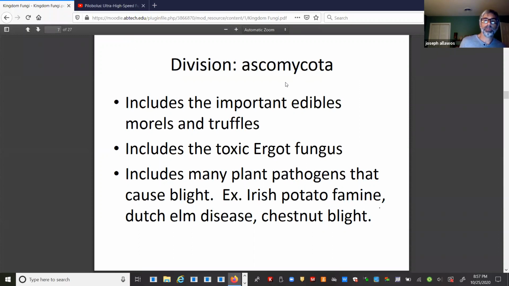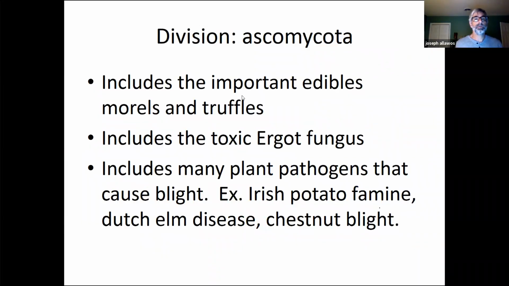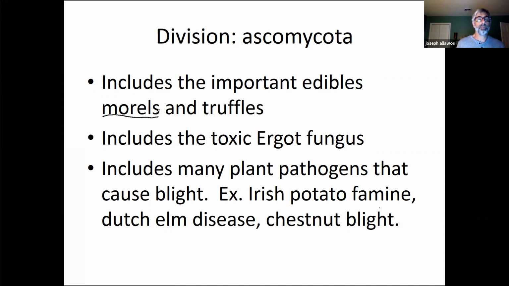Next group is the ascomycota. And this is a really fascinating group, y'all. I'm so excited to tell you about this group. It includes some of the most important edibles on Earth, certainly the most valuable edibles on Earth in terms of edible fungi. The morels we have here are safe to say our most valuable, pound for pound, edible mushroom, if you're talking about monetary value.